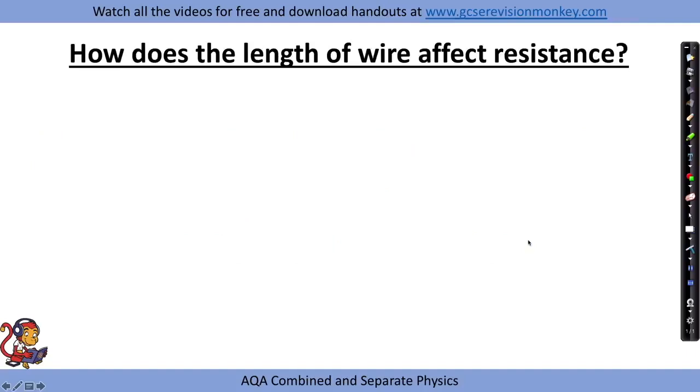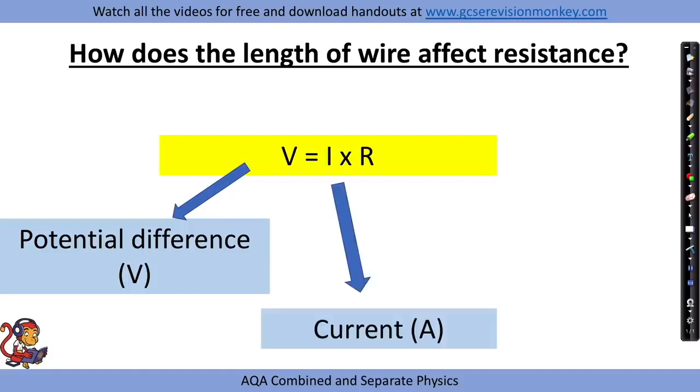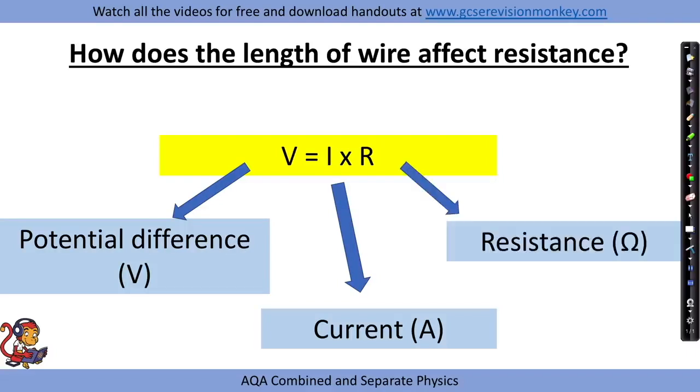For this required practical, we need to recall the equation V equals I times R, whereby V stands for potential difference measured in volts, I stands for current measured in amps, and R stands for resistance measured in ohms. And because we want to calculate resistance, later on we'll use the rearranged version of this equation to make sure we've got resistance equals V divided by I.